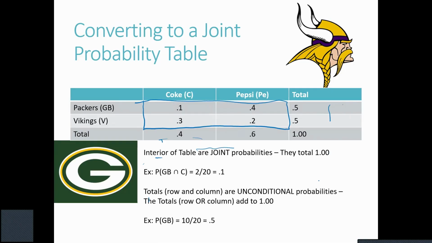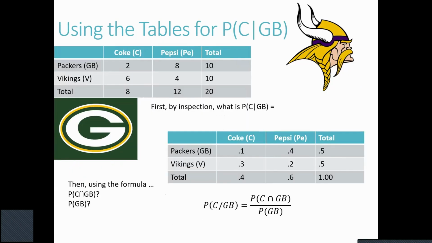And to get the conditional, like the probability of Coke given Green Bay, like we just did, you take the joint probability of the 0.1 and divide it by the 0.5. So again, probability of Coke given Green Bay equals the 0.1 joint probability divided by the 0.5, using the formula in the previous slide. So we can do it by inspection, or we can do it with the formula.